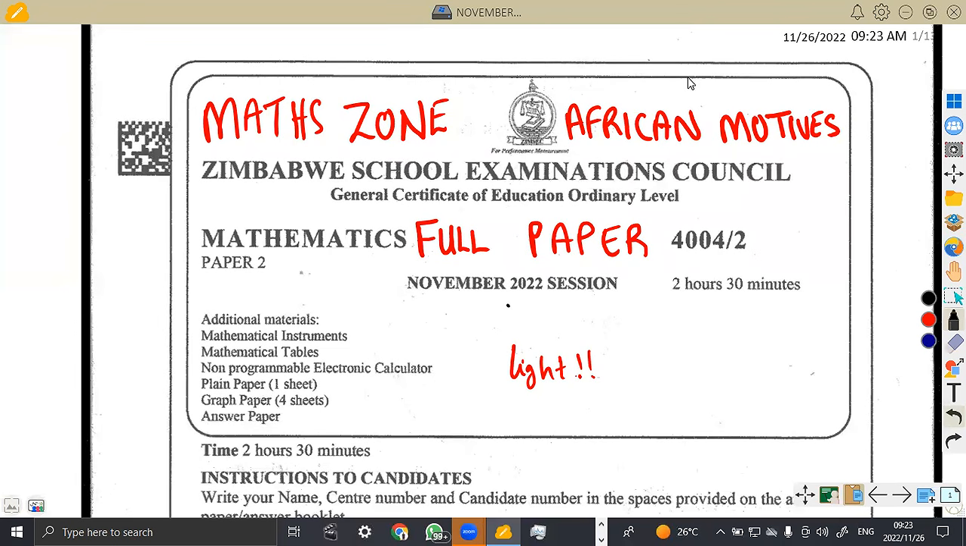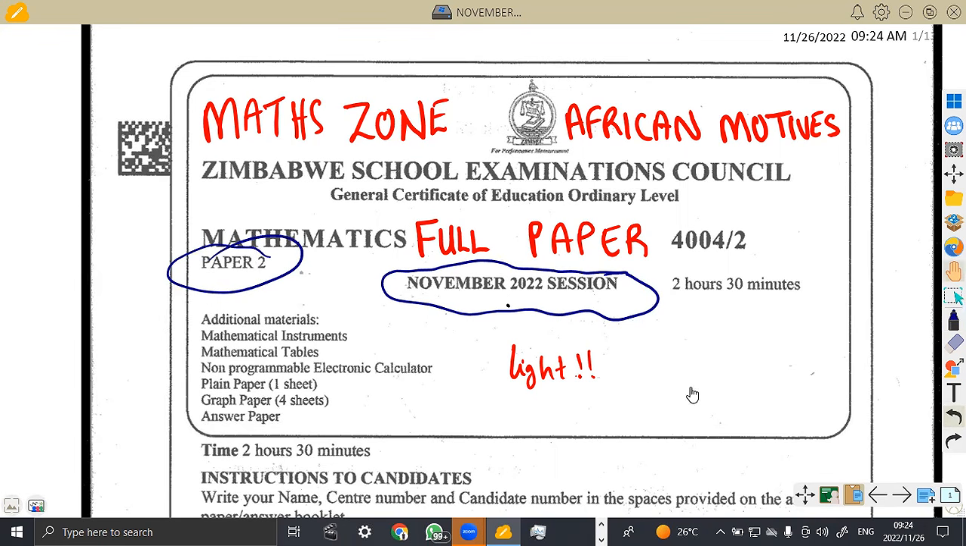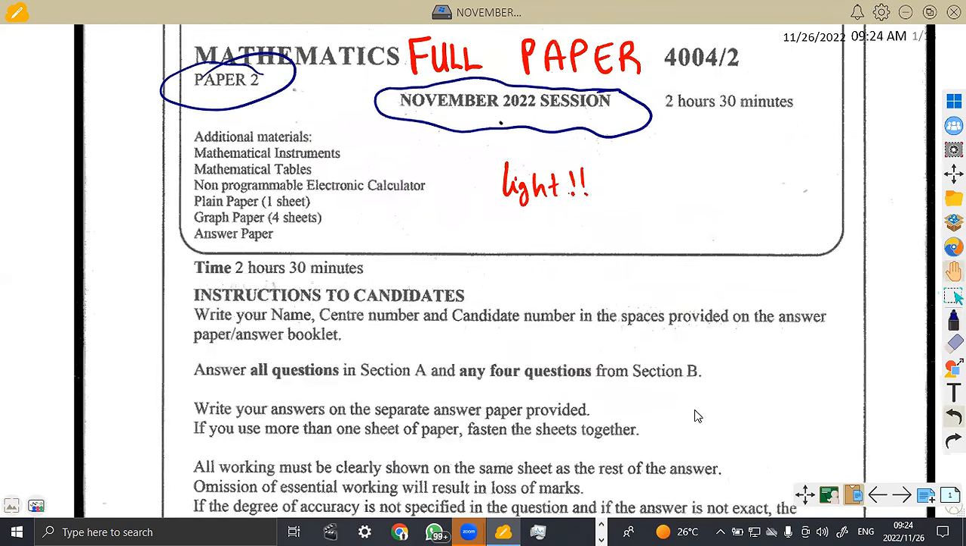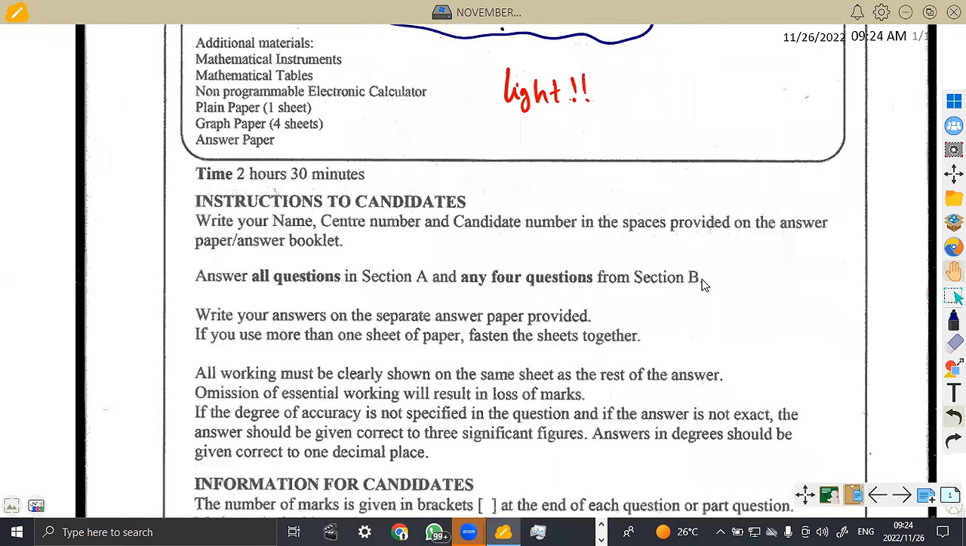Still working on O-level mathematics. In this video, we are going to concentrate on the question paper which was written in the November 2022 session for O-level mathematics. That's paper 2, the paper we are going to focus on. It actually took us time to work on this question paper since I worked on paper 1. We had some challenges, but now we are back. Let us quickly rush through the question paper and see what we are given.